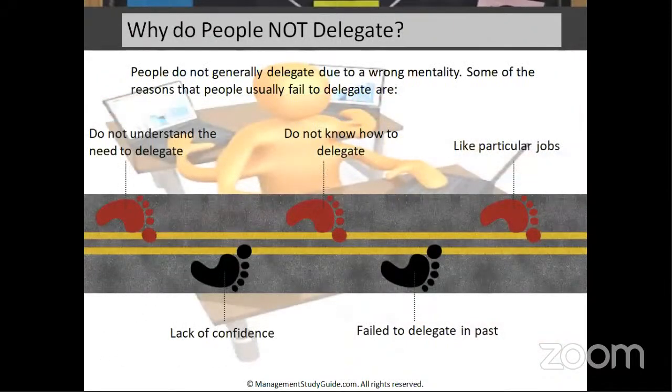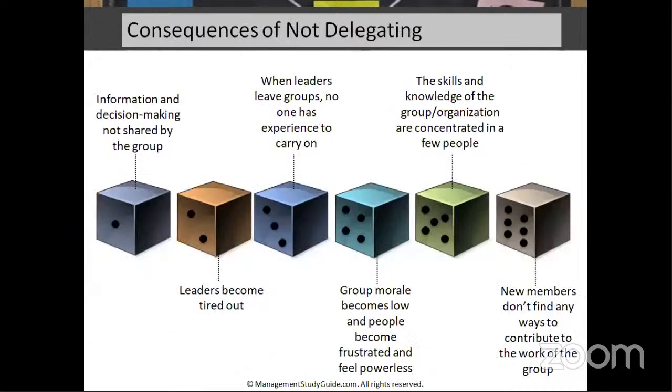People do not generally delegate due to wrong mentality. So number one reason why people do not delegate is wrong mentality. Some of the reasons that people usually fail to delegate are: do not understand the need to delegate, lack of confidence to delegate, do not know how to delegate, failed to delegate in the past, like particular jobs, and all of that. Of course, we've also discussed some of these other hindrances like fear, lack of trust, lack of resources, as also part of the things that could result in hindering delegating.